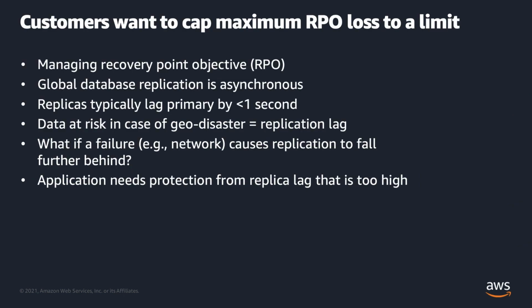So within Aurora Postgres-based global database, you can manage the RPO for your global database by using a parameter called global DB RPO. Now this parameter exists in the DB parameter group, and this represents the maximum amount of data that can be lost in the event of an outage.